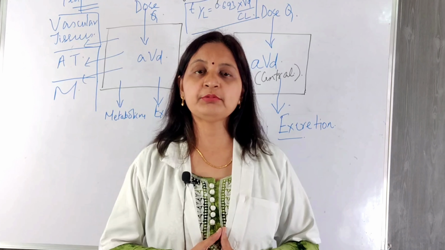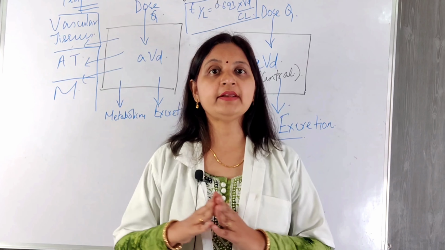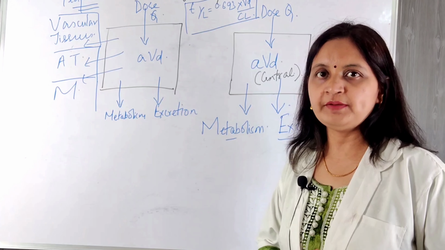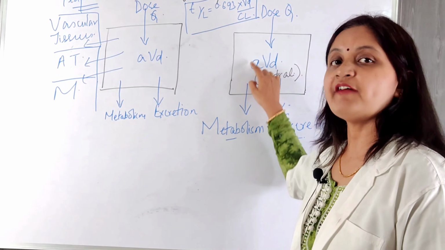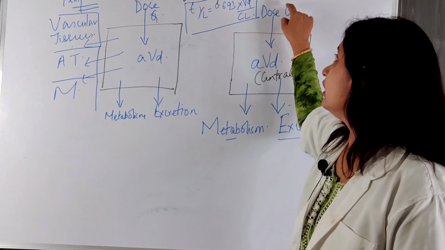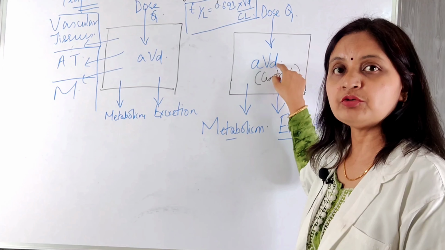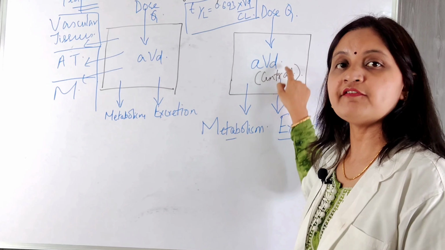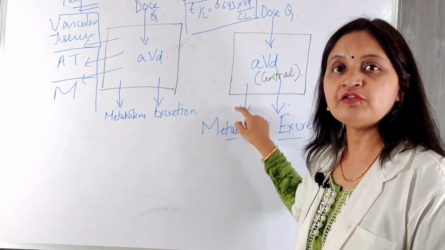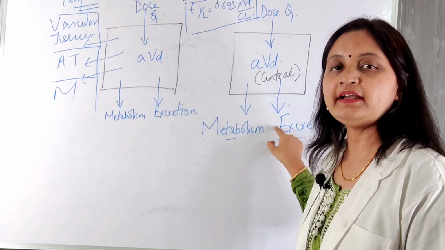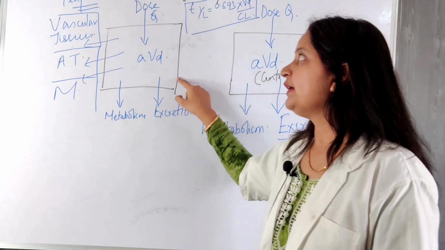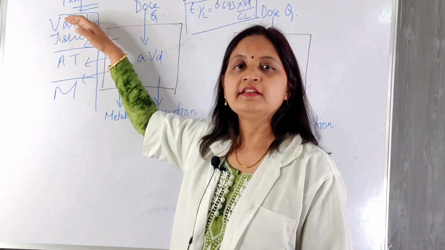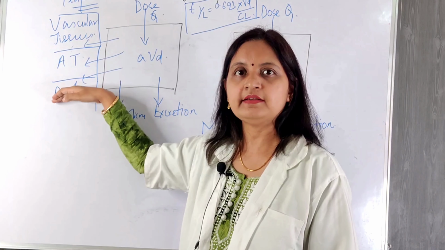So let us understand the concept of half-life with the help of one compartment and two compartment model. The one compartment model is a simplistic model of human being and consists of a central or the vascular compartment into which a Q amount of drug is introduced by intravenous injection. The drug is distributed in the vascular compartment and is later removed from the compartment with the help of metabolism and excretion. In two compartment model, there is a peripheral compartment which has extravascular tissues, that is the vascular tissues, the adipose tissue and the muscle.